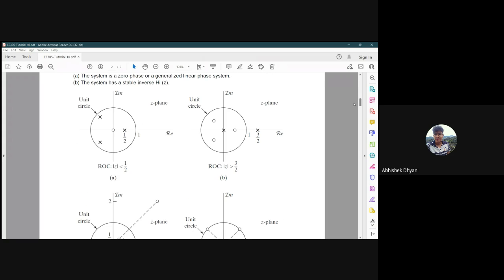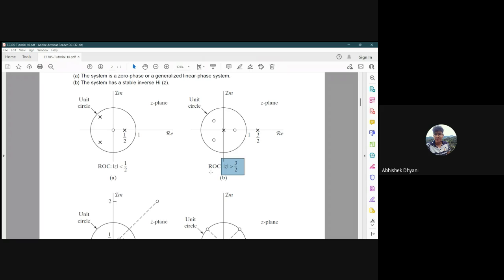In the second part we have something like this. So we have zeros now, one of them lying here and one complex conjugate. The first thing that is clear is that when we take its inverse, all the poles will lie inside the unit circle, because they correspond to the location of the zeros. There is one pole at 0 and one at 3 by 2. And it's given that the region of convergence is greater than 3 by 2, so it's outside the outermost pole.